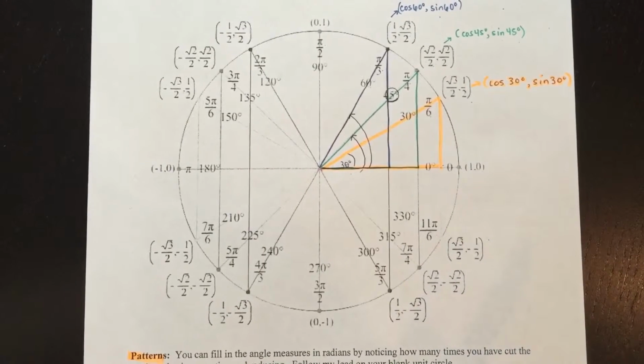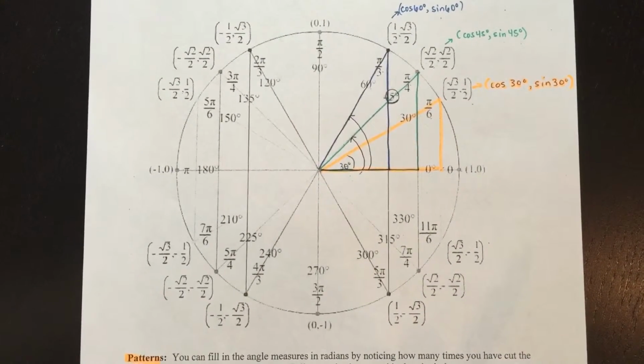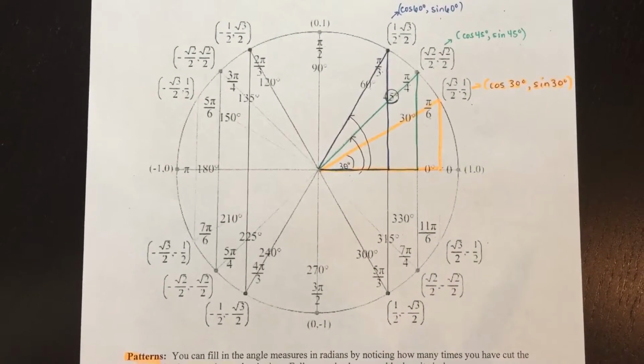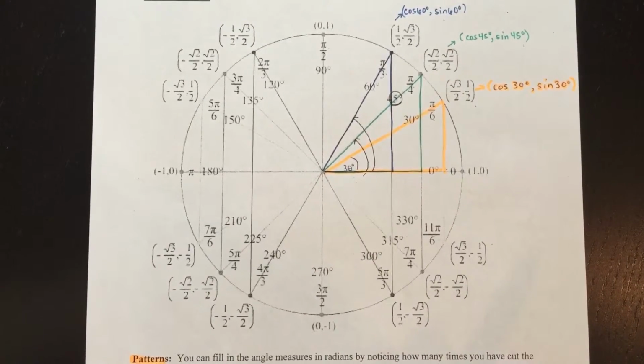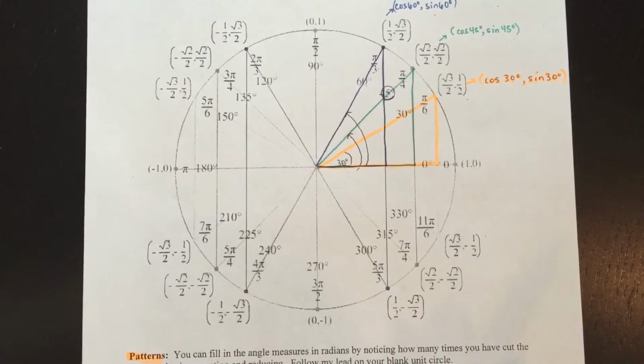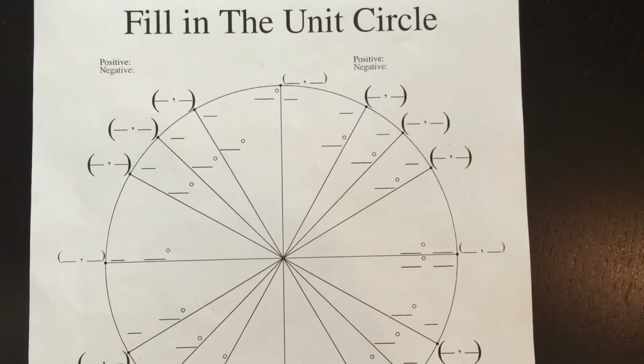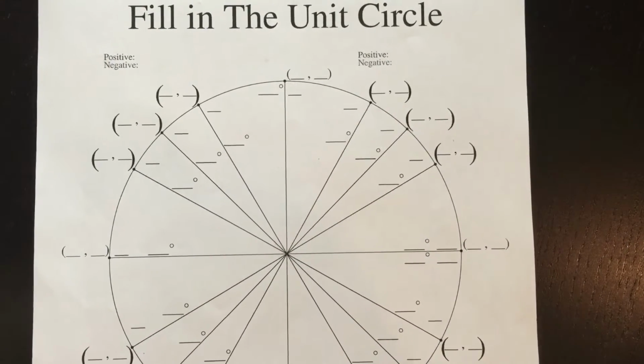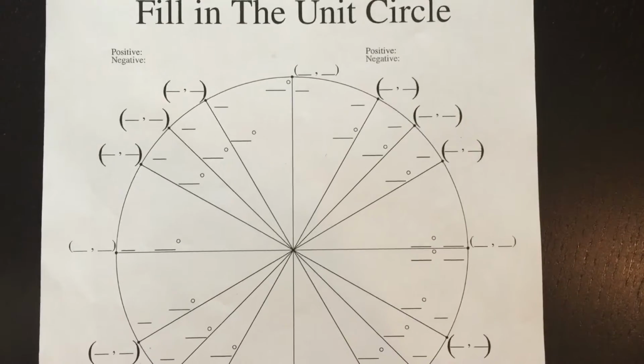So in your packet you had a blank unit circle. What I want to do is show you how I label it with the patterns that I found and how you can use the symmetric properties to figure out the sine and cosine of all of the angles on the unit circle. So grab your blank unit circle, and it looks like this. And we're going to start in degrees because sometimes that's easier to count.